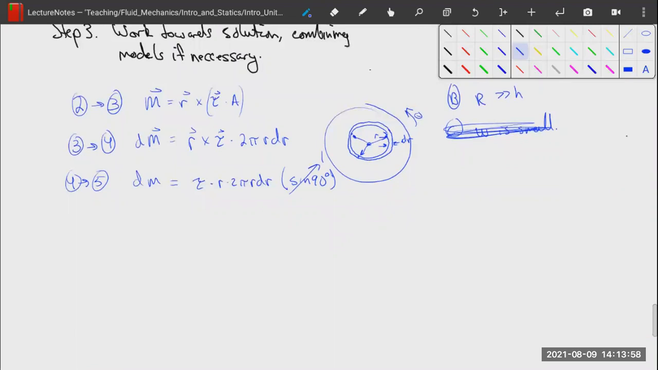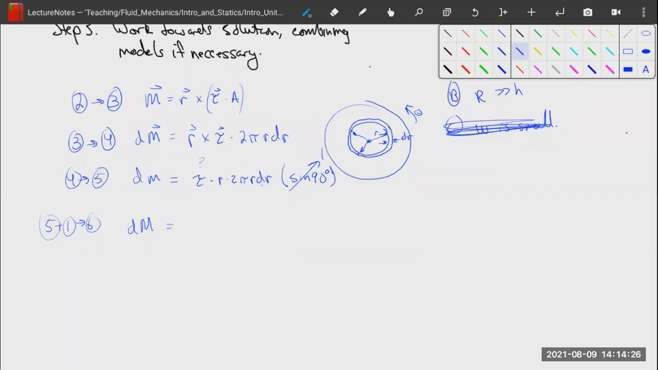Now, we have a tau, and that's an unknown, right? We know we have an r, which we can integrate over because we have a dr, so we're not worried about that, but we do have this unknown tau here that we need to figure out. We need to get the tau in terms of variables that we either know or can integrate over like r. So we're going to combine 5 plus 1 into 6. So we're going to take equation 5 and equation 1 and combine them into equation 6, which says that dm is equal to mu v over h times 2 pi r squared dr, where we just combine these two r's here and here and do an r squared.